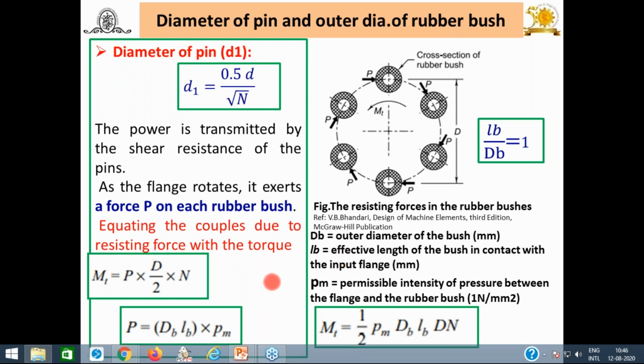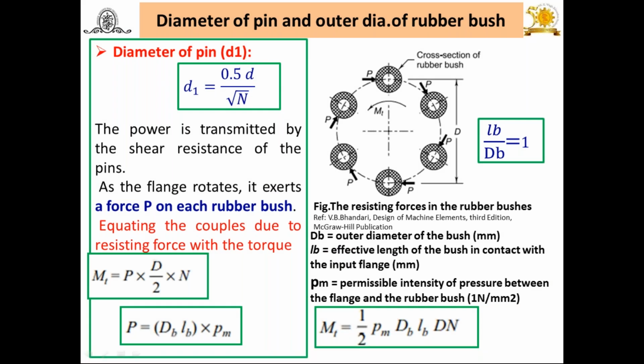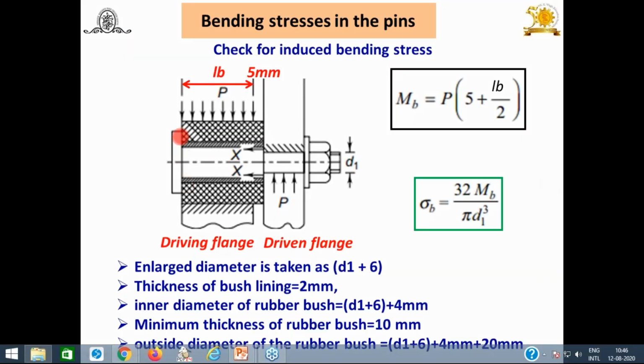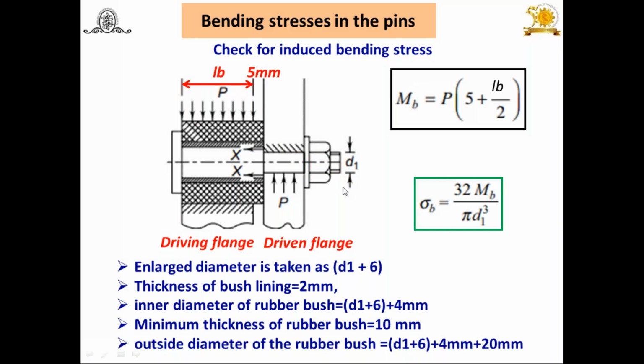I have a figure here. Yes, look at this. I would like to show. This is the pin head. This is the pin part. Here brass lining, here rubber bush. This is the threaded part, and this is the nut which is used, and D1 is the nominal diameter of this threaded part, or you can say the bush or pin.